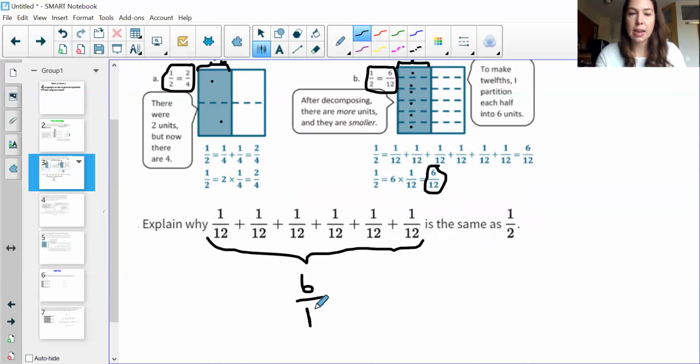6/12 is the same as a half, because if you take a half and you decompose it into 6 rows, then you get 6/12. So they're equivalent. Also, 6 is half of 12, so that's another way that I know that it's equal to 1/2. All right, let's look at the next one.